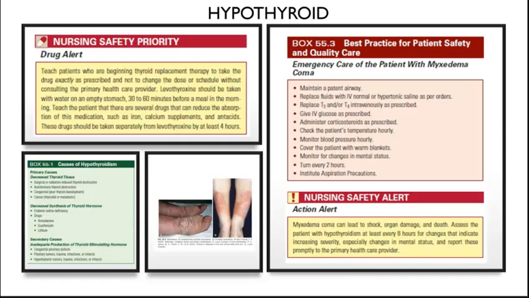Myxedema coma is going to lead to shock. It can lead to organ damage because we're not perfusing. Everything is slow, and that's going to lead to death. So you're going to assess for hypothyroid at least every 8 hours. You're going to look for severity, mental status changes, temperature changes such as decreasing, and then report any suspicious findings to the doctor.